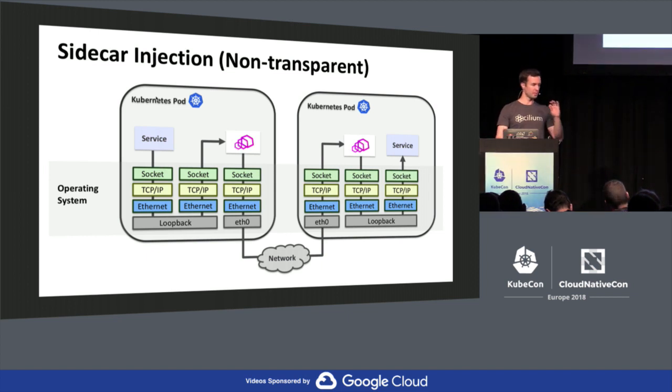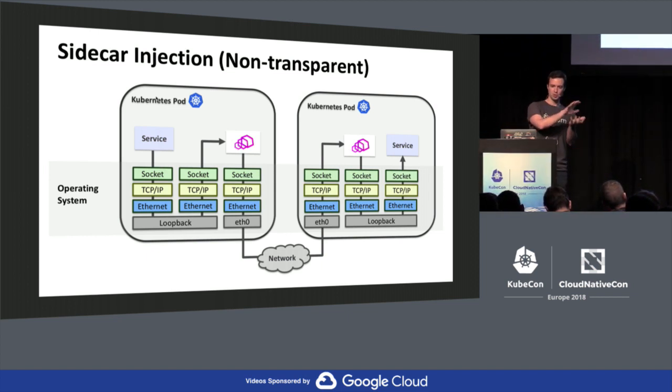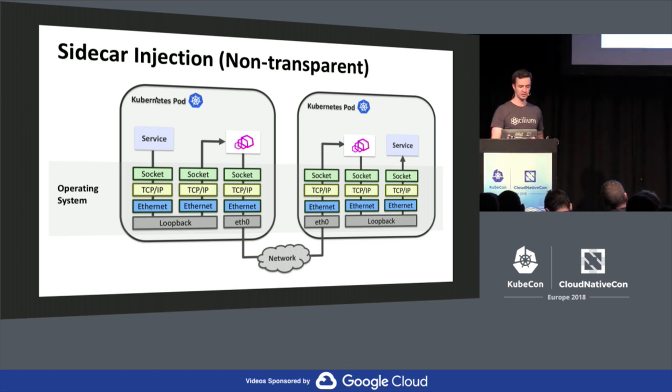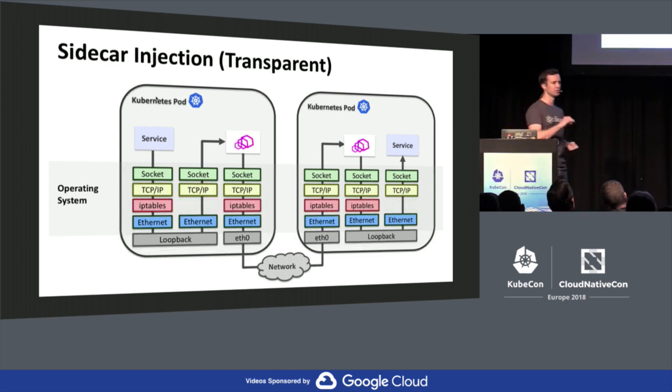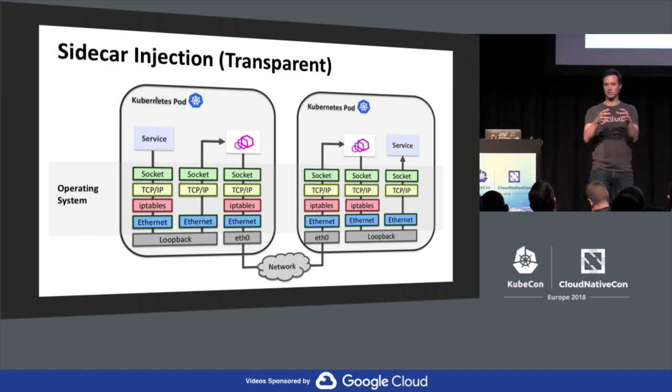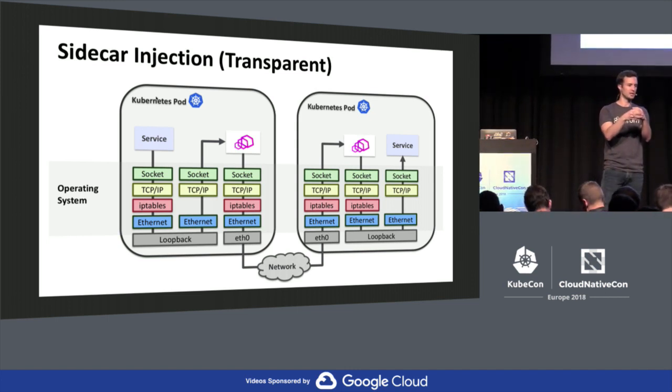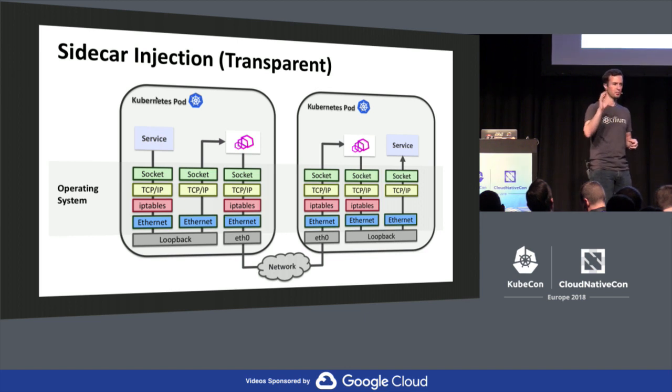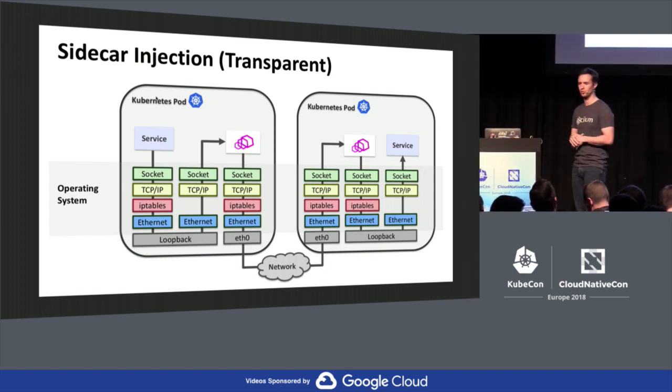If you want to do this transparently, without having to tell the application to talk to the sidecar, we have to add something else. And this is an iptables rule. If you deploy Istio right now out of the box, you get an iptables redirect rule running inside of the pod that will redirect all traffic that wants to exit the container, that wants to exit the pod, and redirects that back into the sidecar. This is this iptables rule.